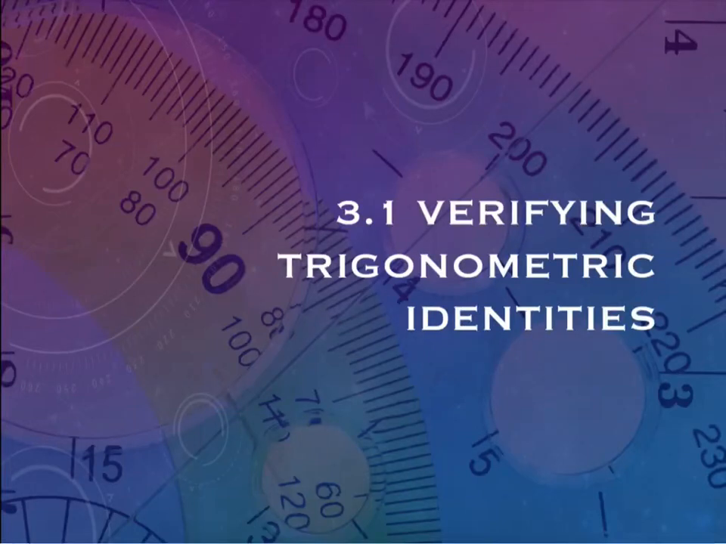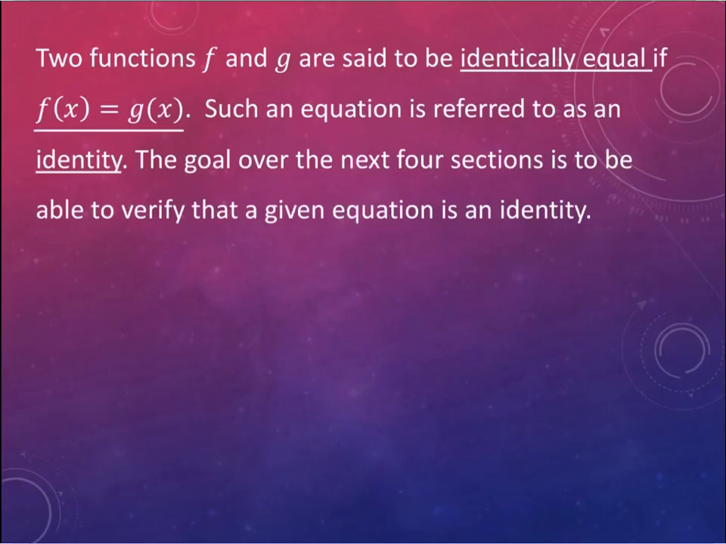All right, so section 3.1 starts a chapter of 5 sections, but the first 4 sections all have the same flavor. And that flavor is that we're going to verify trig identities in some fashion. So let me talk first about what that means.